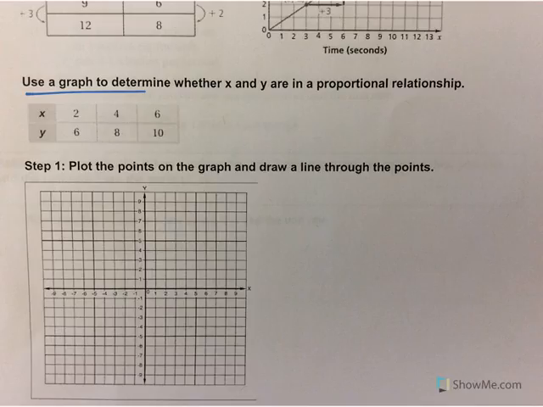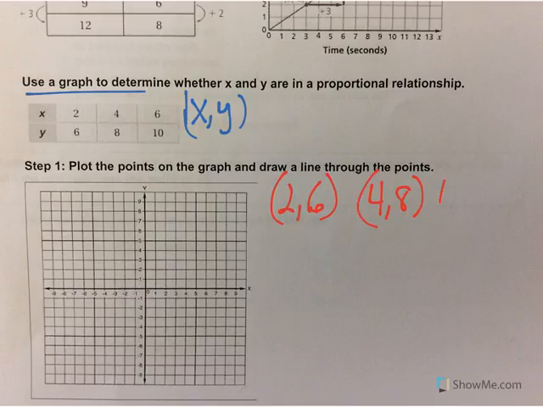Use the graph to determine whether x and y are in a proportional relationship. So remember, ordered pairs are always x comma y. The x value first, y value second. So we're going to write these from our ratio table. We're going to write them out as ordered pairs. So we have 2, 6. We have 4, 8. And we have 6, 10. And then we're going to graph all three of those.